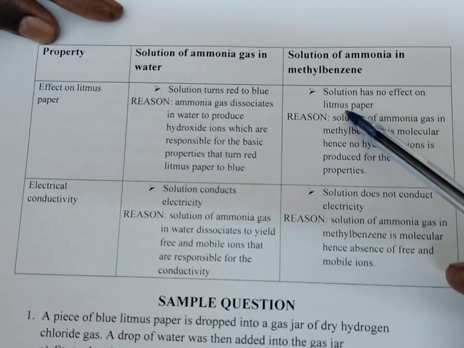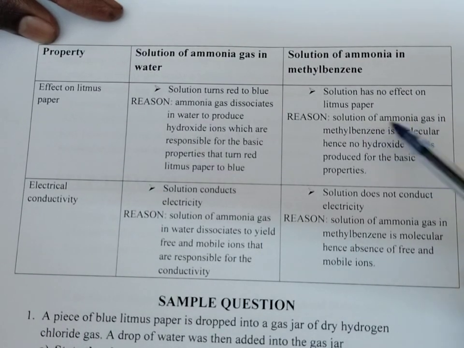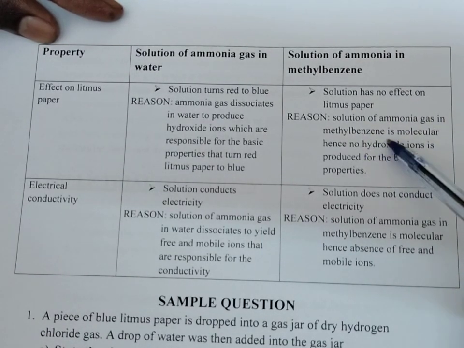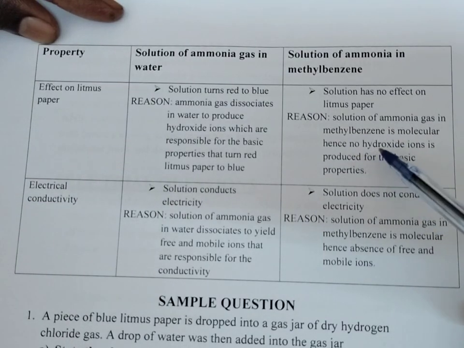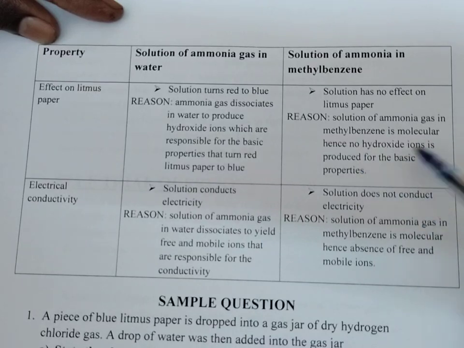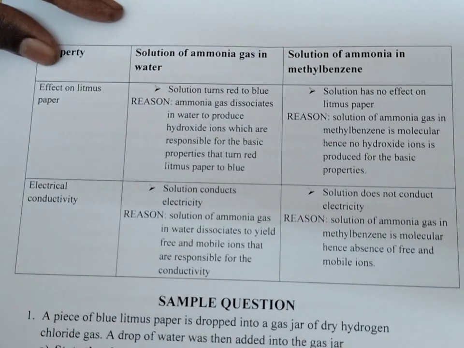Solution has no effect on litmus paper. Why? Solution of ammonia gas in methyl benzene is a molecular solution. Hence, no hydroxide ions are produced for the basic property. If there is no hydroxide ion produced, there is no effect on the litmus paper.